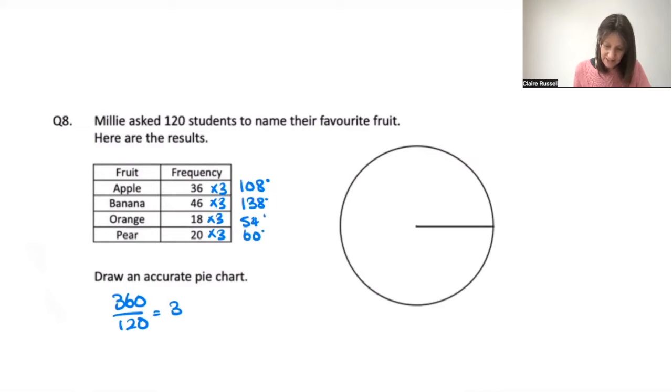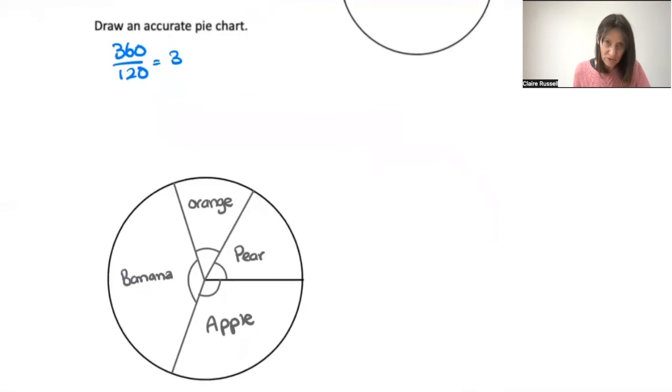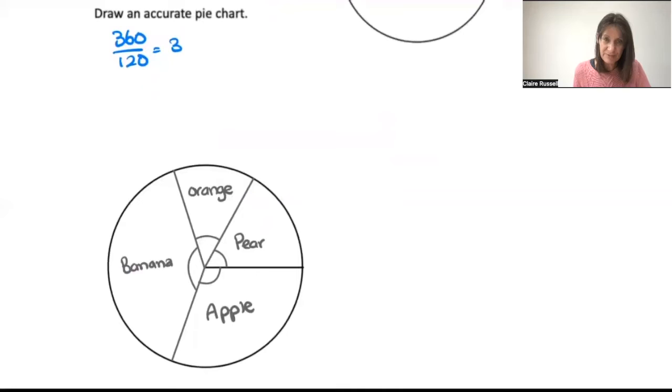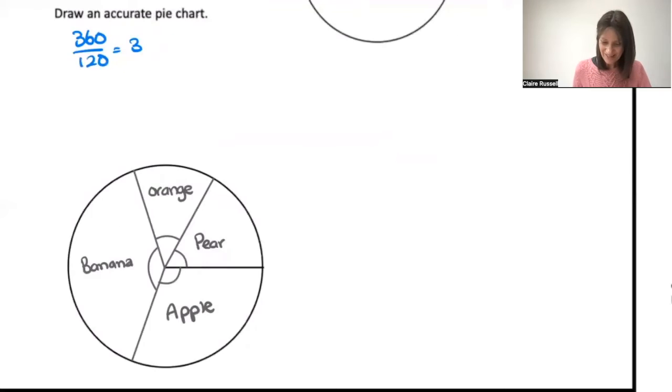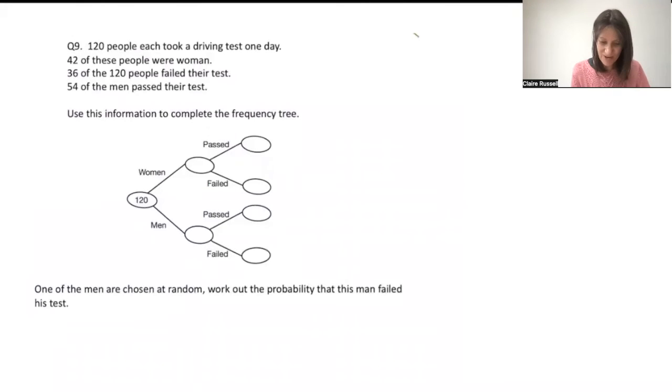And here is how your pie chart should look. All right, so make sure that you've got your labeling in, really, really important. It's not the degrees that are important, it's the actual subject that's important. Okay, so hopefully that went well. All right, there's your next question. Hit pause, press play when you're ready.